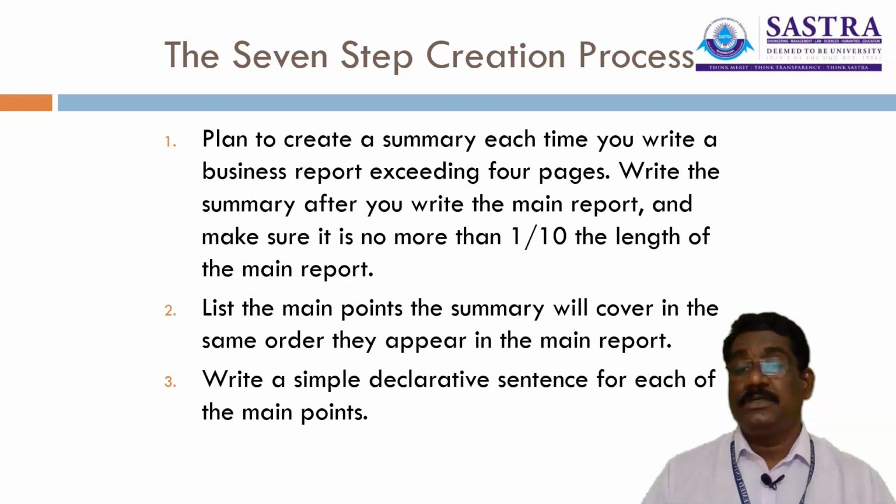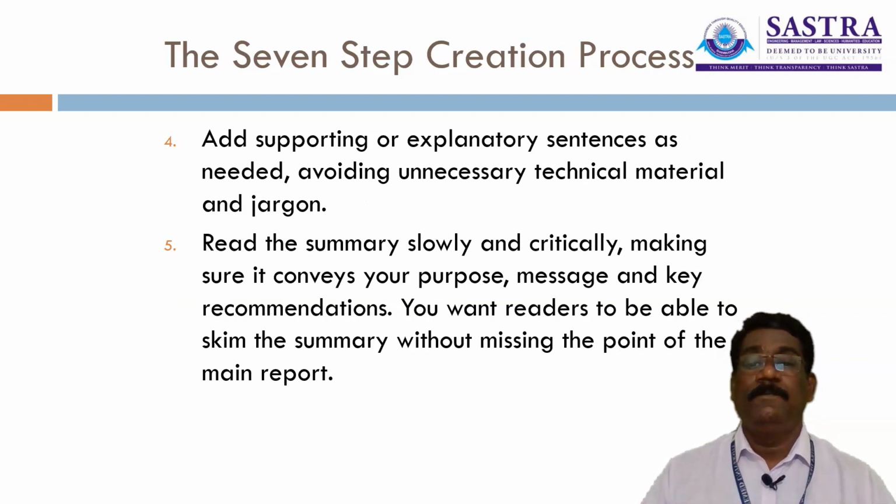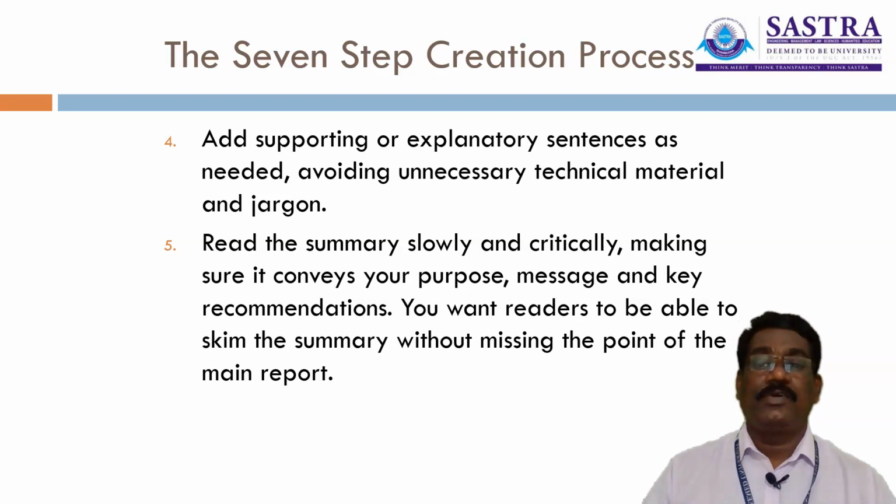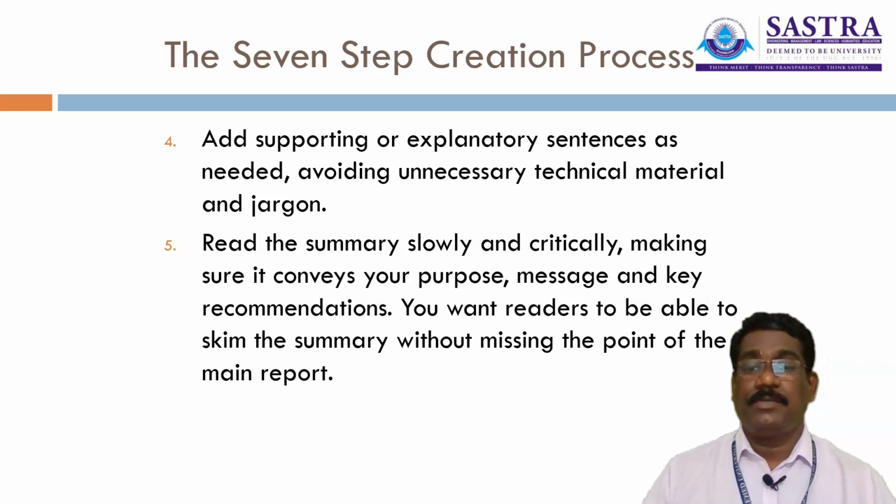The fourth point is very, very important. Try to give some supporting cited evidence or explanatory sentence as needed in your executive summary, and try not to come out with unnecessary technical material and jargon. It should be understood by everyone who is able to read the executive summary. Read the summary slowly and critically, making sure it conveys your purpose, messages, and the key recommendations. You want the reader to be able to skip the main report without missing the point.